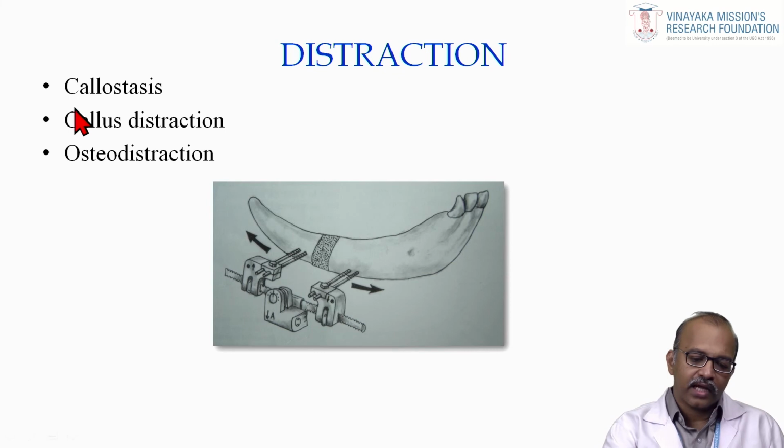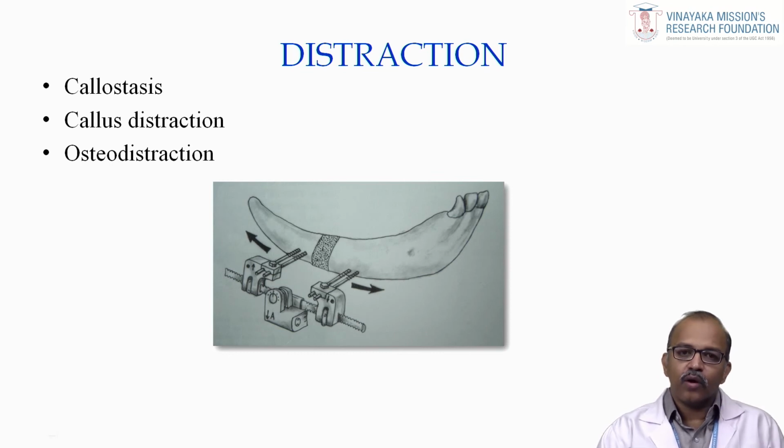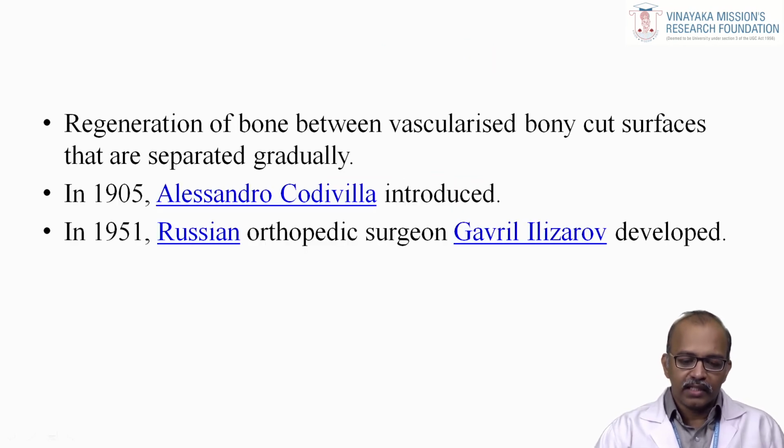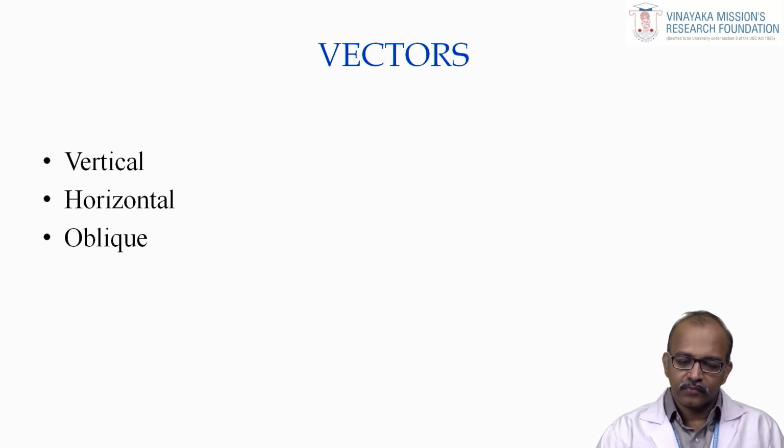It is otherwise called callotasis, callus distraction, or osteodistraction. You break the bone into two, fix a device called a distractor, and with that slowly distract it 1 millimeter at a time. This regenerates bone between the two osteotomized cut surfaces that are being separated. The concept was given by Alexander Codivilla in 1905. Later Ilizarov modified it, and it was used for lengthening of lower limbs in World War II days.